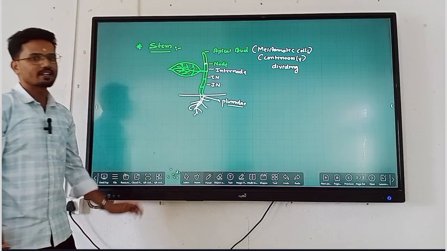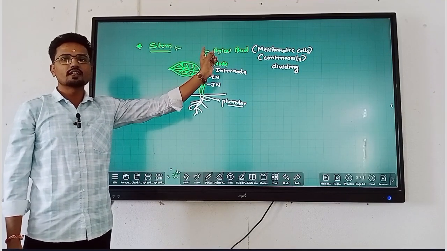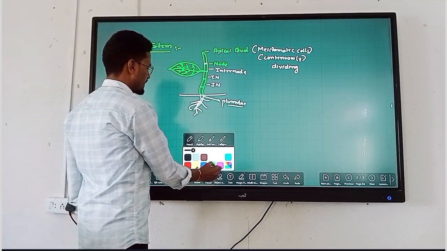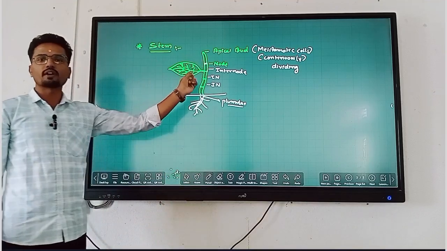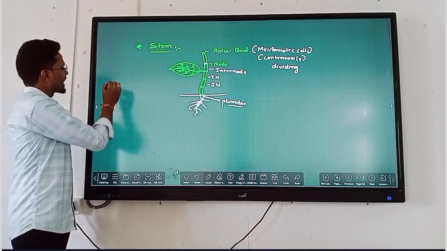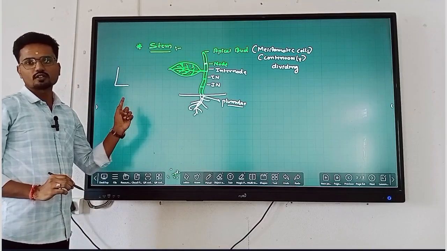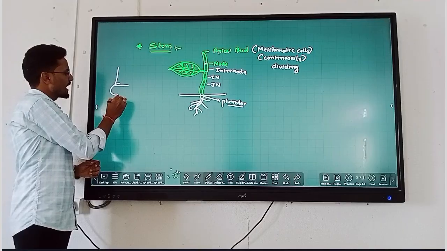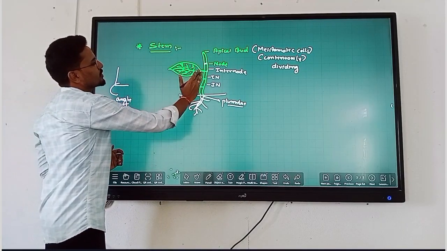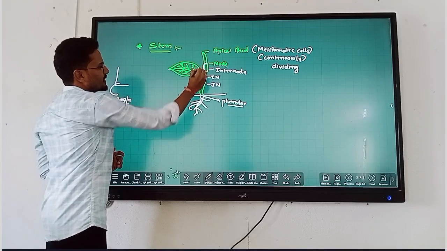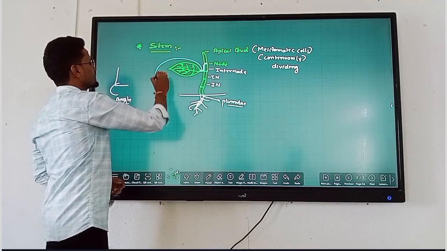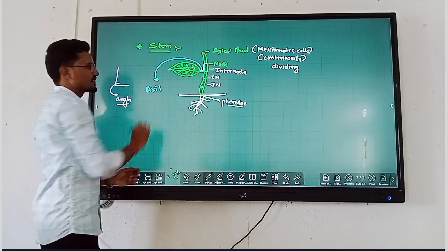Another important character is, as we studied the apical bud, the stem forms another type of bud that is called an axillary bud. As you know, axil means the angle between two portions. Axil means something related to the angle. When we see the angle between the leaf petiole and stem, there is one angle. This region is called the axil.